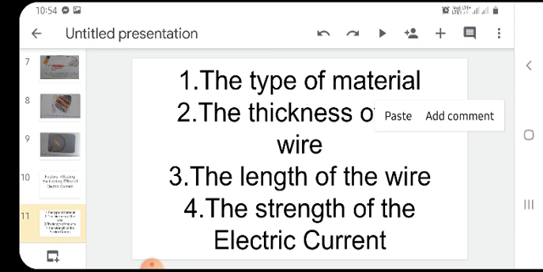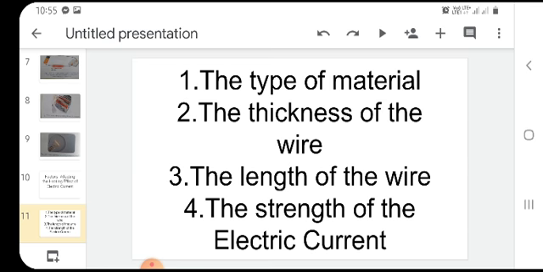Third factor is the length of the wire. Now it also depends on the length of the wire in an electric circuit. Longer wires produce more heat as compared to shorter wires for the same strength of the current, as they offer more resistance to the flow of the current. For example, longer wires produce more heat and shorter wires produce less heat.